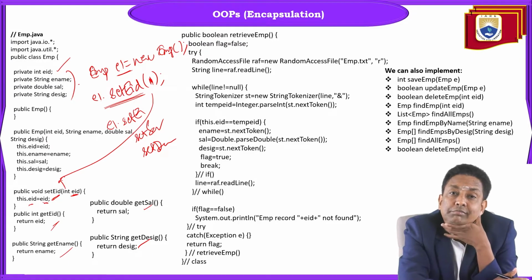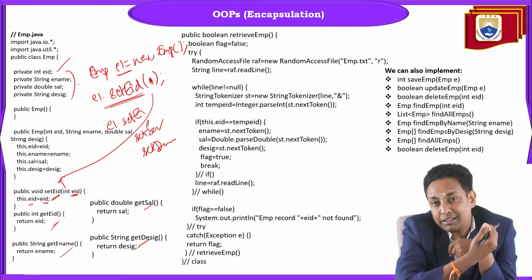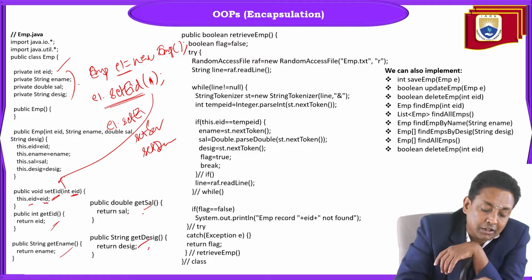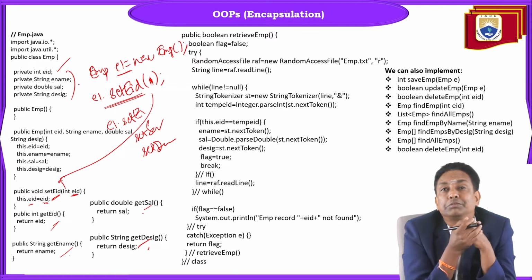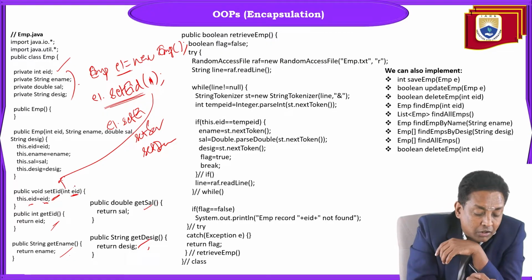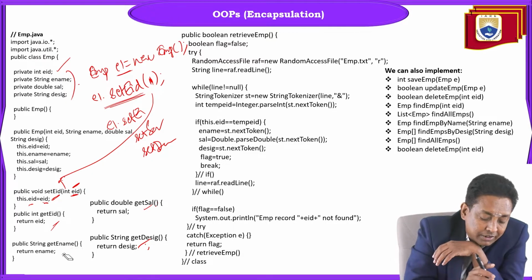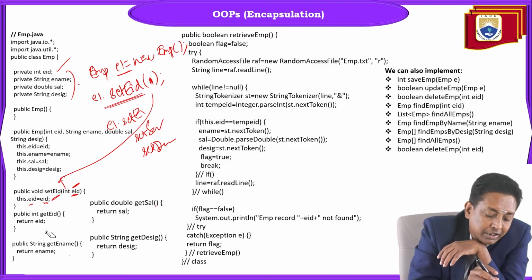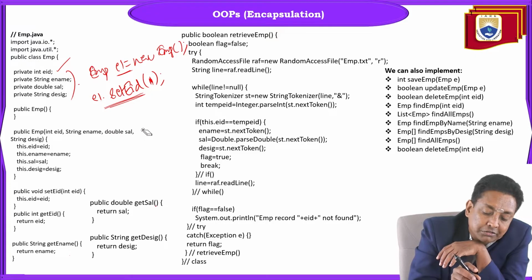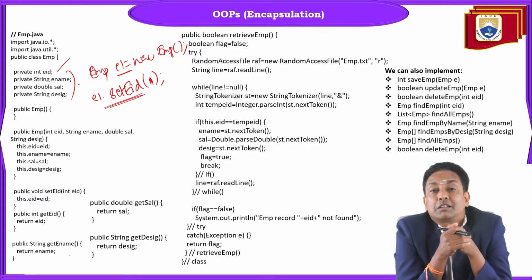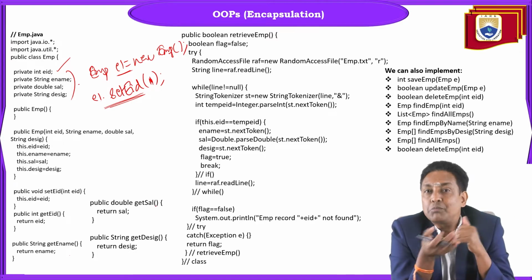That means outside classes can only access employee name, salary, and designation, but cannot modify them. Only employee ID can be set by others. Employee name, salary, and designation can be only accessed but not modified by outside classes. So this is how we encapsulate. If you don't provide a getter method for employee name, salary, and designation, they are completely protected. If you provide setter methods, they can be accessed and modified by others.